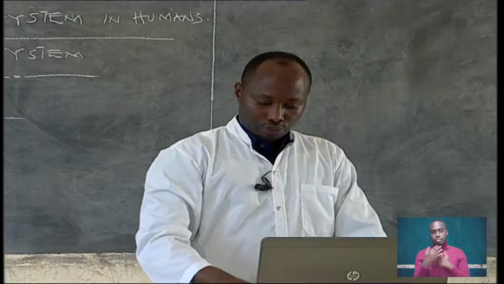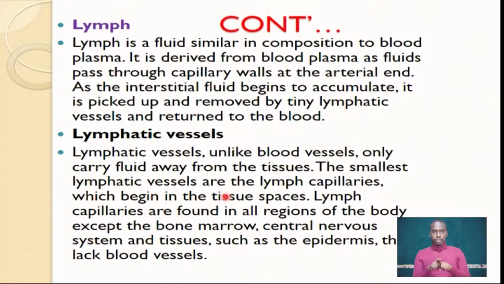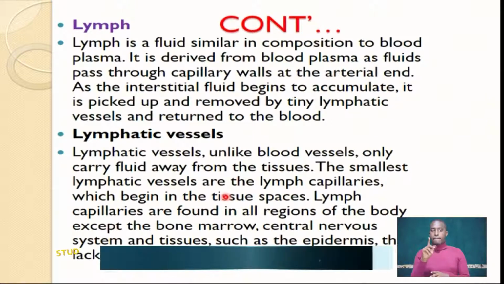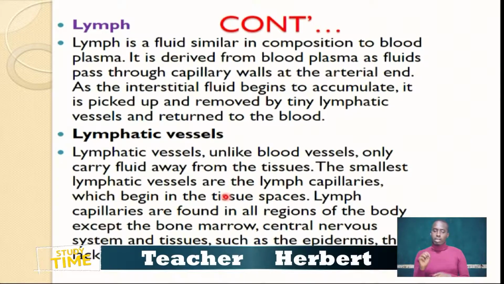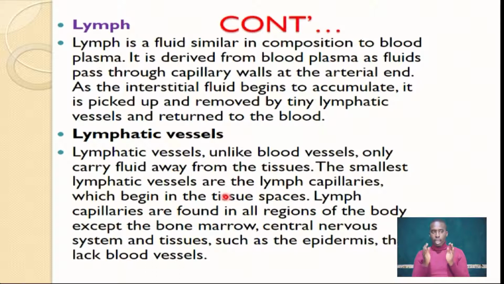into the bloodstream. So the lymph is a fluid similar in composition to the plasma. It is derived from blood plasma as a fluid passing through the capillary walls at the arterial end as interstitial fluid, as I mentioned at the beginning, then accumulated, picked up and removed back into the lymphatic vessels, and returned back to the blood system. What are lymphatic vessels?